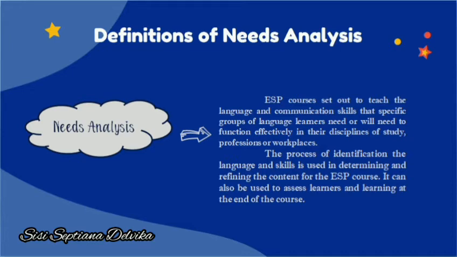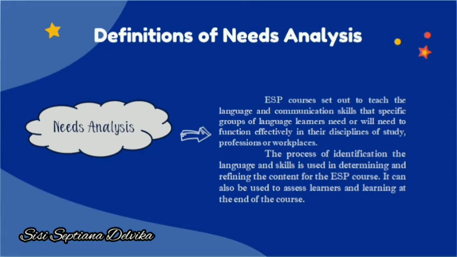Because ESP focuses on teaching specific language and communication skills, ESP course design usually includes a track in which the course developers identify what specific language and skills the group of language learners will need. The identification of language and skills is used in determining and refining the content for the ESP course. It can also be used to assess learners and learning at the end of the course. This process is termed needs analysis. Needs analysis in ESP refers to a course development process.